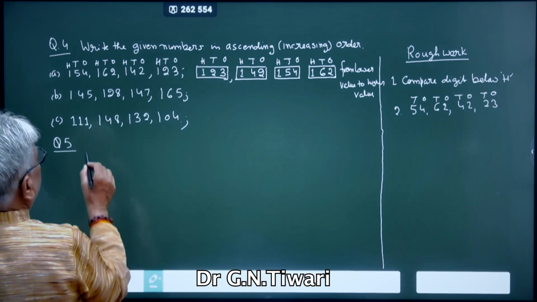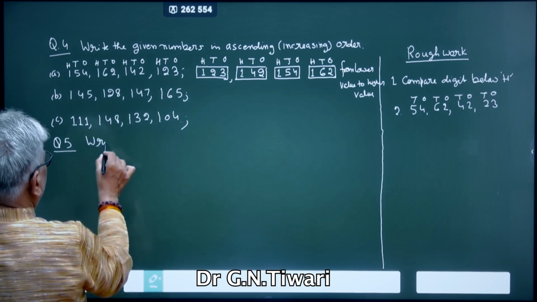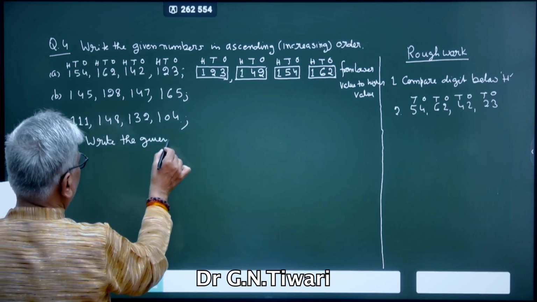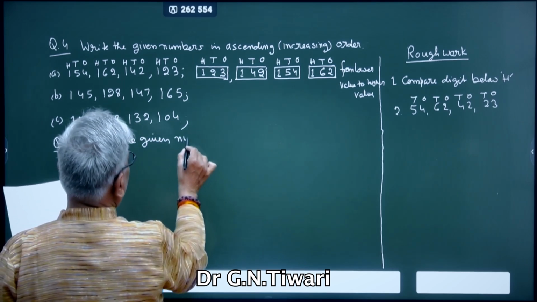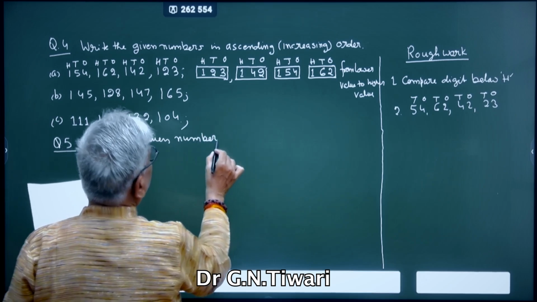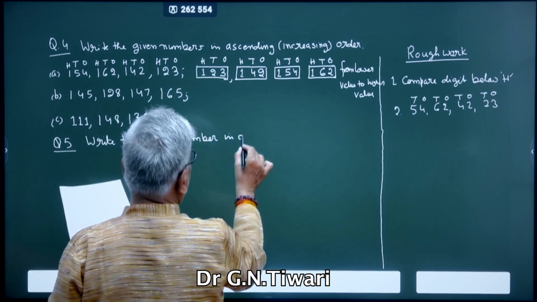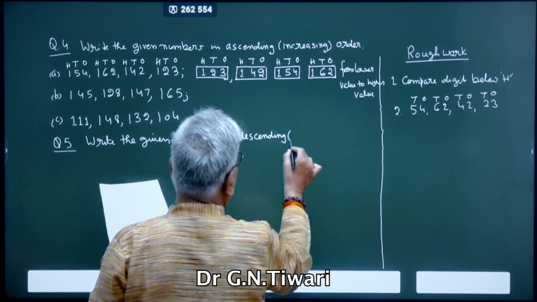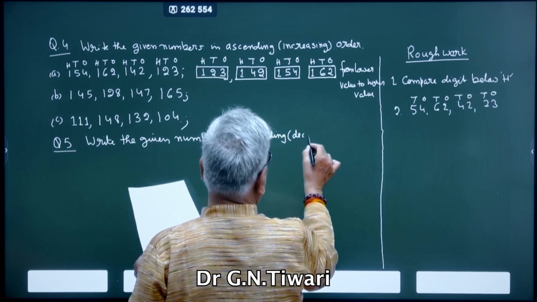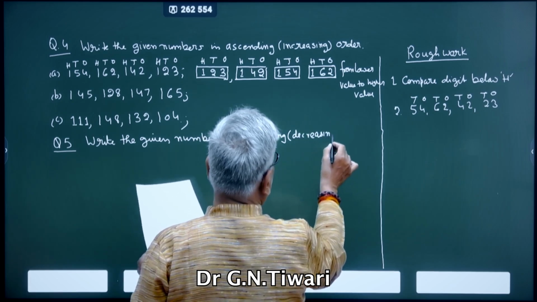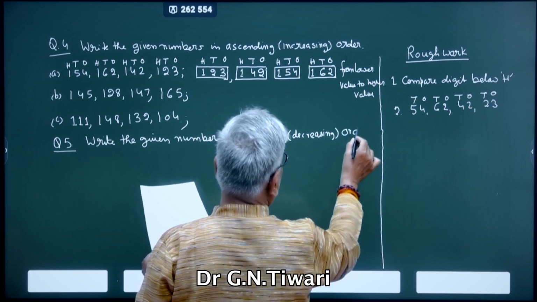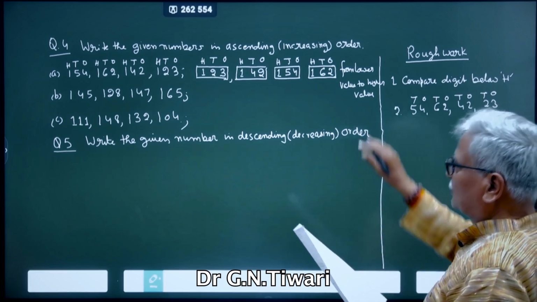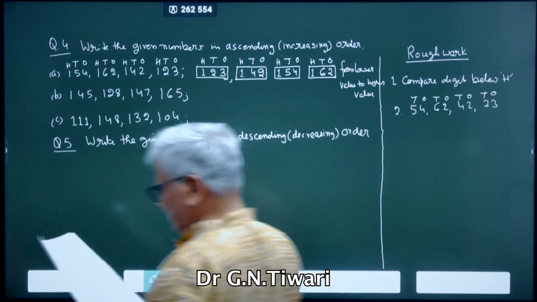Question 5. Write the given numbers in descending or decreasing order. If you have understood the above, it is very easy to answer this question. I am giving 4 questions.